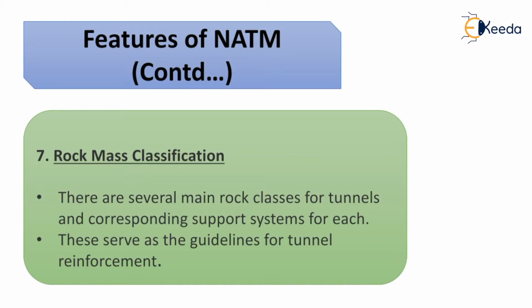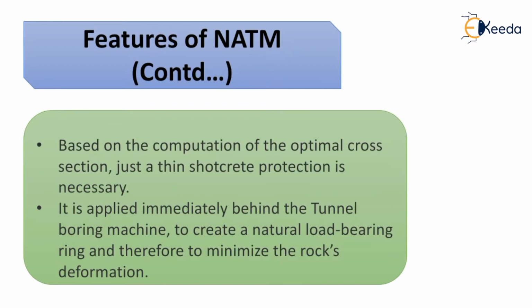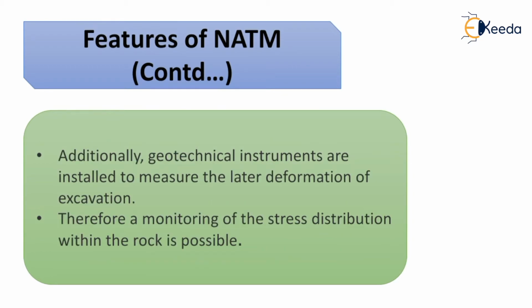Rock mass classification. There are several main rock classes for tunnels and a corresponding support system for each type of rock class. These serve as guidelines for tunnel reinforcement. Based on the computation of the optimal cross section, just a thin shotcrete protection is necessary. It is applied immediately behind the tunnel boring machine, that is the TBM, to create a natural load bearing ring, and therefore it minimizes the rock deformation.